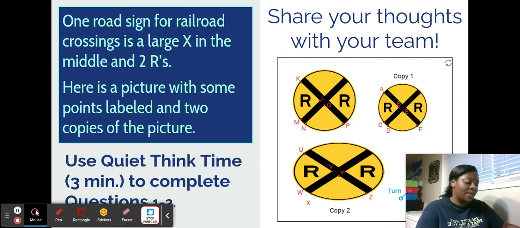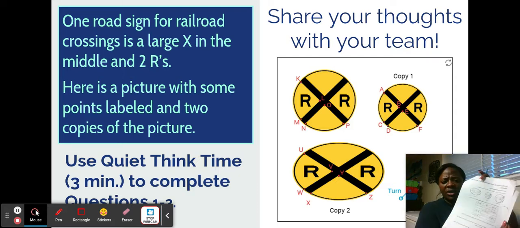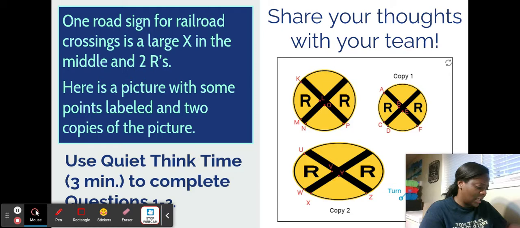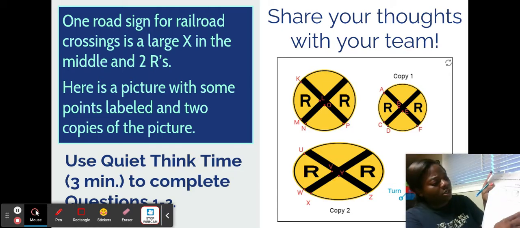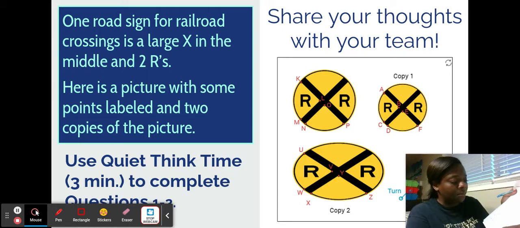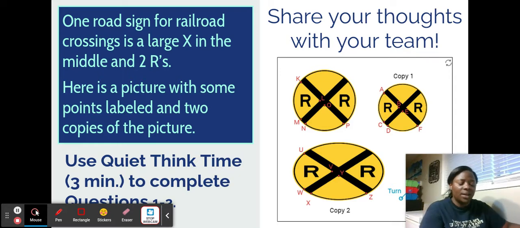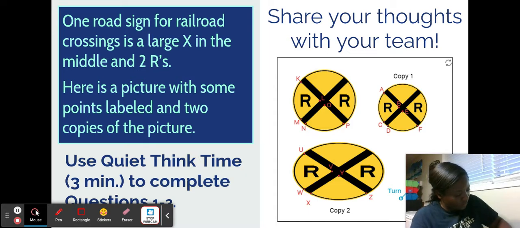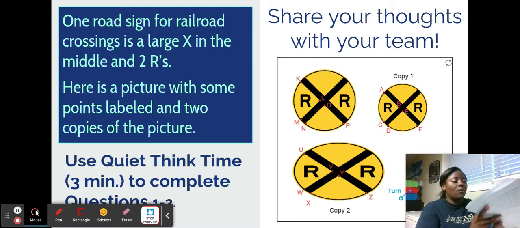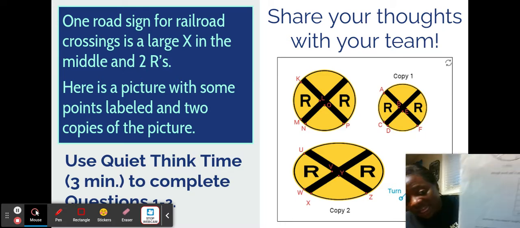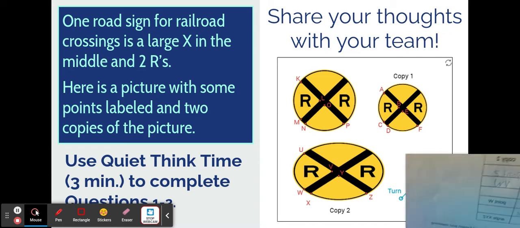Okay. So with that being said, we should have completed number one and number two. Let's do a few in this. Let's finish out the second one. So we were doing line segment LM, and we said in copy one that corresponds with line segment BC. What about copy number two? By now, I would have gotten the answer that it corresponds with line segment VW.